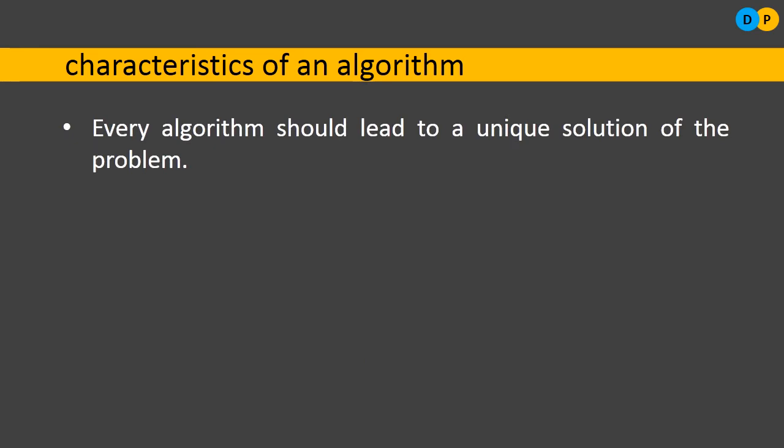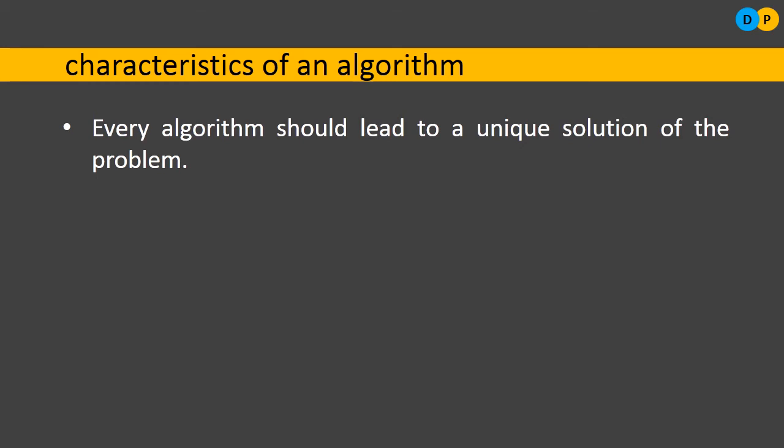Next, every algorithm should lead to a unique solution of the problem. We may write an algorithm to find whether a given number is a prime number or not. In that case, any number of persons can attempt this algorithm. Everyone should get a unique answer, the same answer. But we can consider any number of steps. That's not a problem. I can find a solution in only 2 steps, but you can find a solution in 100 steps. That's not an issue. But we should get a unique solution to the problem.